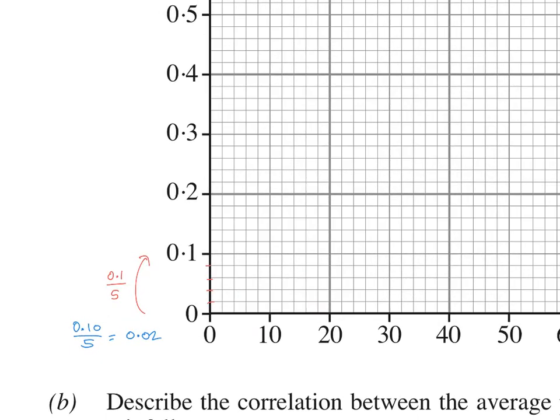I'd recommend that you check by seeing if that makes sense. So we're on the 0 here, 0.02, 0.04, 0.06, 0.08, 0.10, which, strictly speaking, is 0.10. So yes, that is definitely correct. So I can tick that, and I know I've definitely worked out the scale.